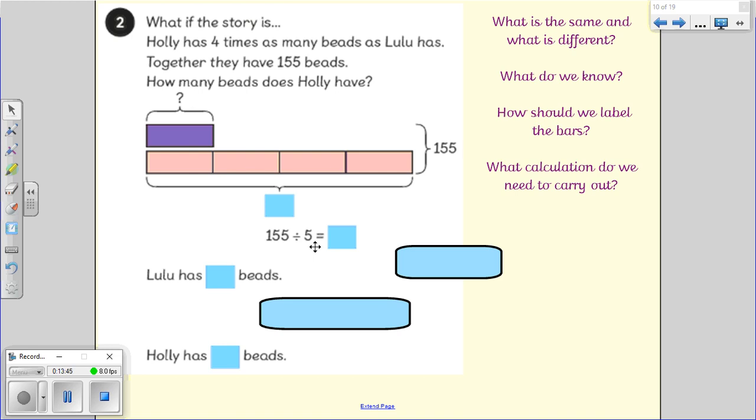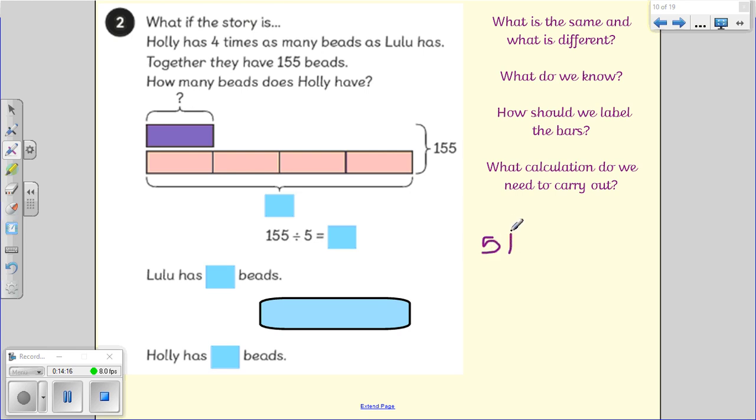Okay, so have a go at working out that method. 155 divided by 5. So think back to last week's division methods that we learned. Pause the video and have a go at that method. Okay, so hopefully you've had a go at working out this problem, 155 divided by 5. So let's go through it together just so we're getting the right answer.